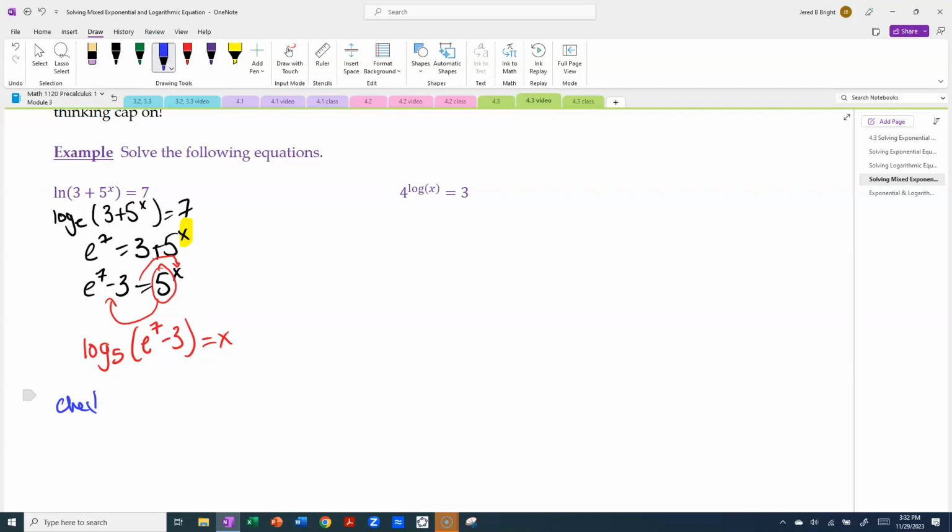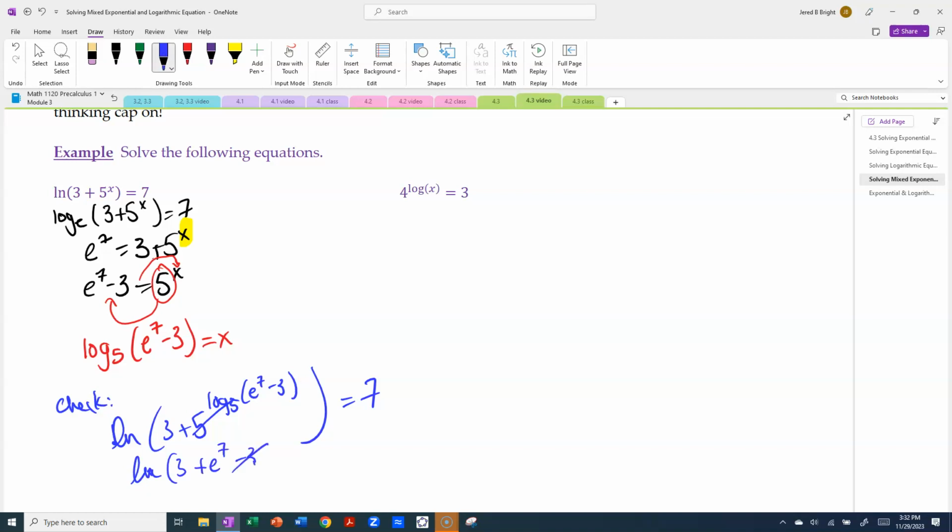Now, this problem, we were given it as a log equation, so we should check our answer. Checking it is going to be really weird because I'll have natural log of 3 plus 5 to the log base 5 of e to the 7 minus 3, all in there. And I want to check that that is equal to 7. Well, the log base 5 and the base of 5 in the exponential will cancel. And then I'll have e to the 7 minus 3. So I have natural log of 3 plus e to the 7 minus 3.